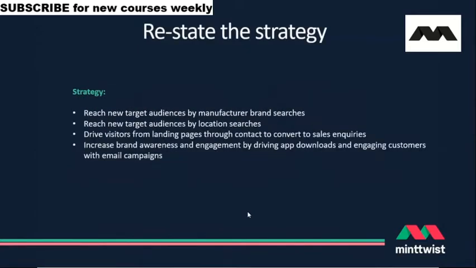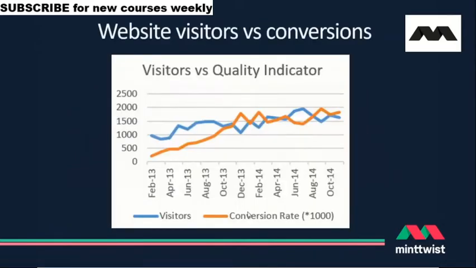We restate our strategy. In this case, we're going to reach people who are searching for Porsche body repair shop, or BMW body repair shop, or repair shop in North London, or repair shop in the Midlands. So location and brand-based searches, we want to capture them and drive them to our website.